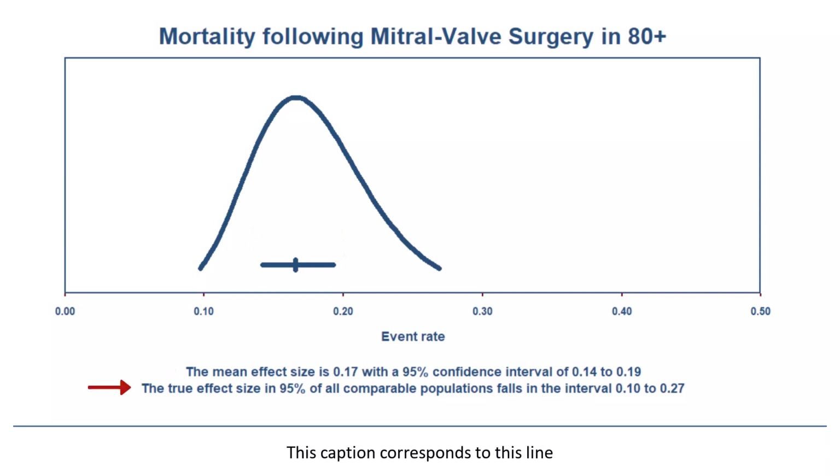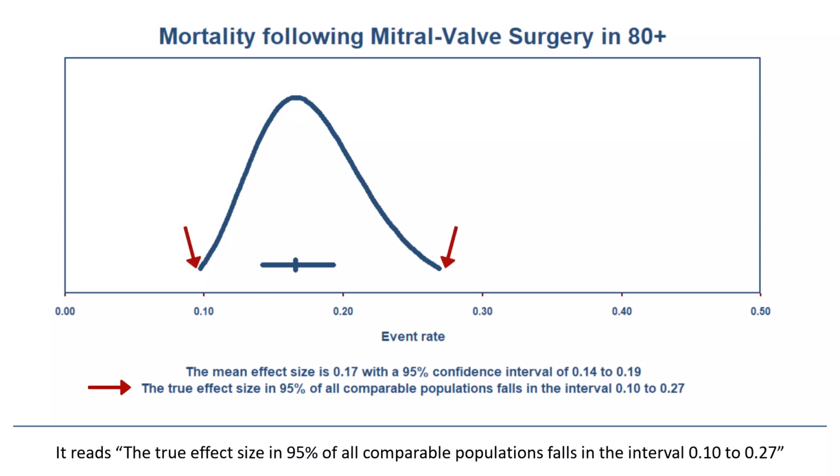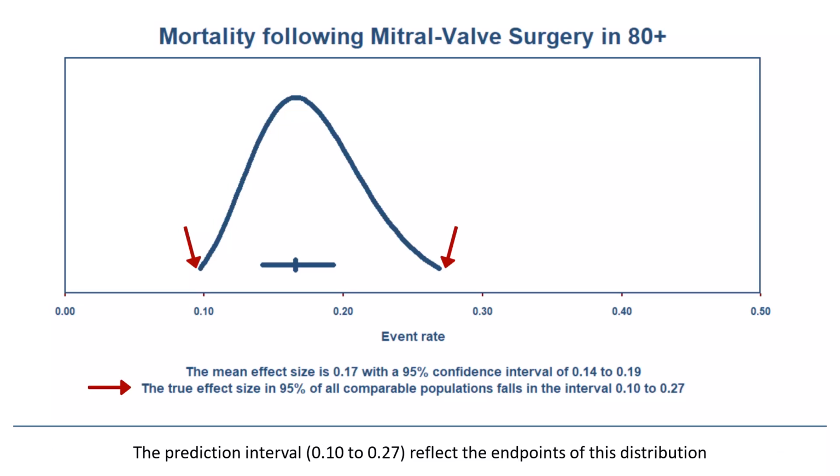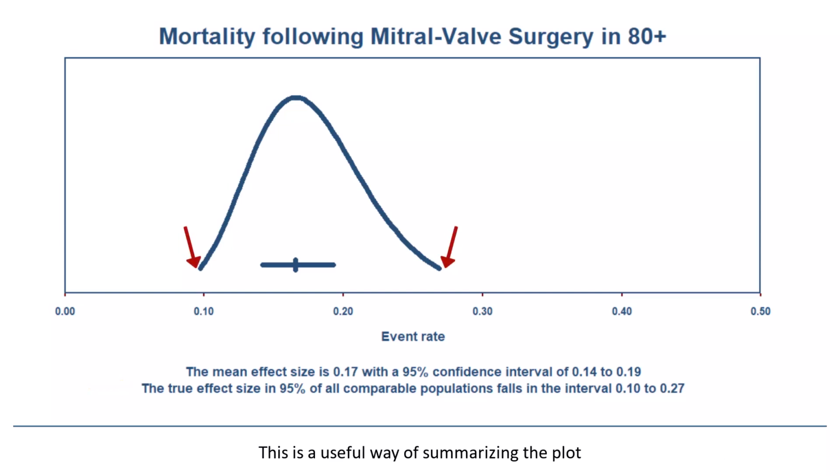This caption corresponds to this line. It reads, the true effect size in 95% of all comparable populations falls in the interval 0.10 to 0.27. The prediction interval, 0.10 to 0.27, reflects the endpoints of this distribution. And this is a useful way of summarizing the plot.